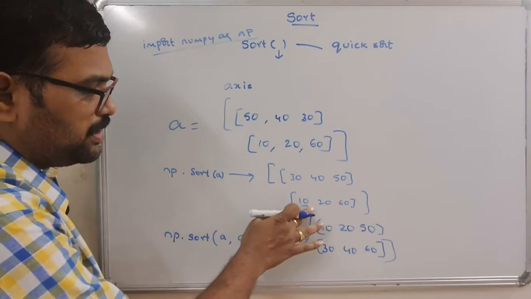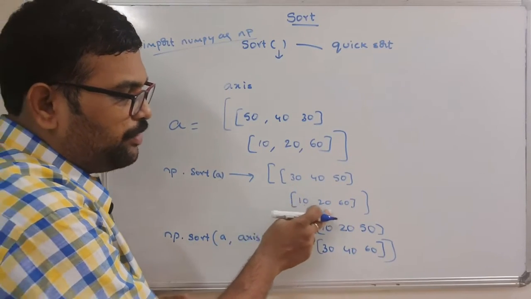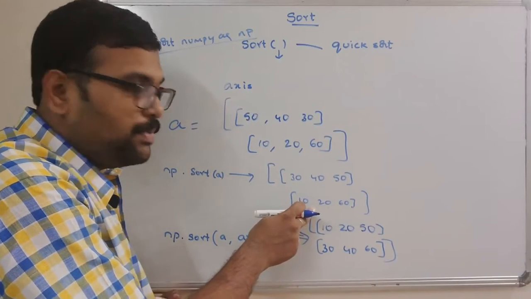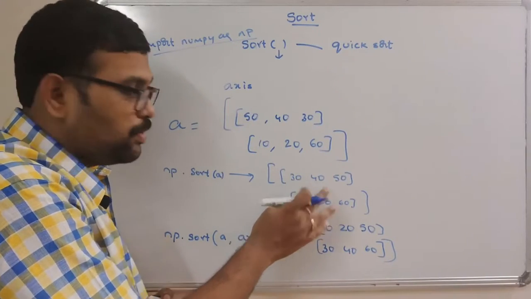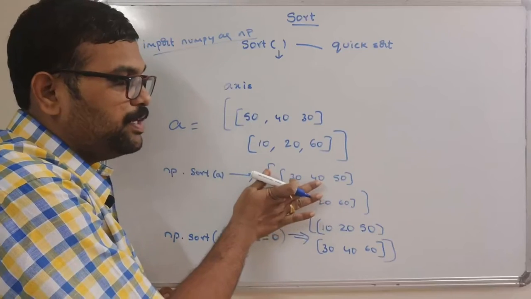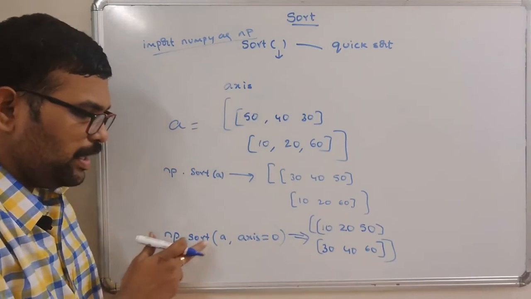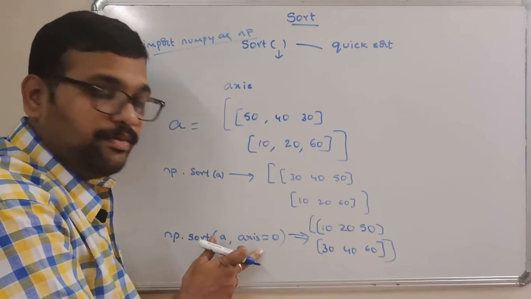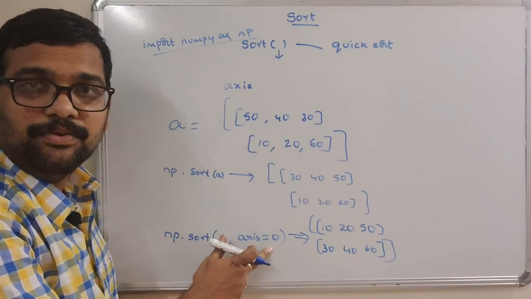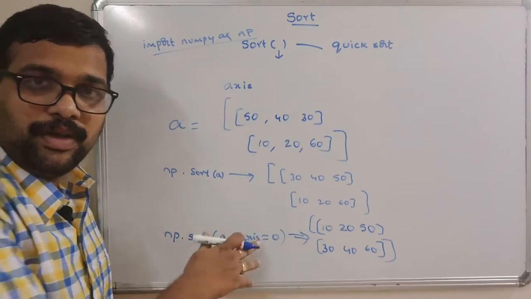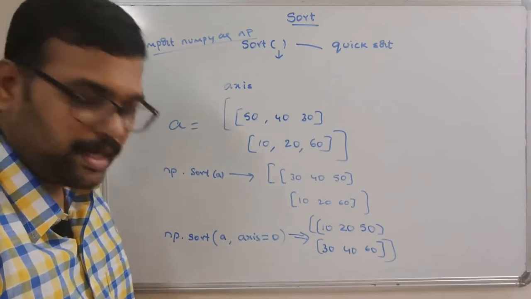The same thing happens here. 10 and 20 are the smaller numbers when compared to axis 0, so automatically these elements will be moved up and these elements will be moved down. This will be the result for sorting the elements of the array with respect to axis 0. Don't worry, I will execute the same thing so that you will understand.